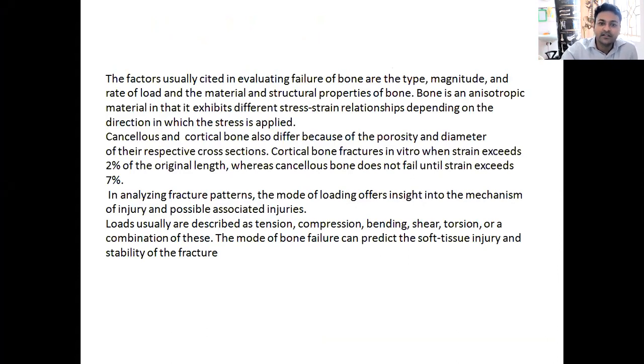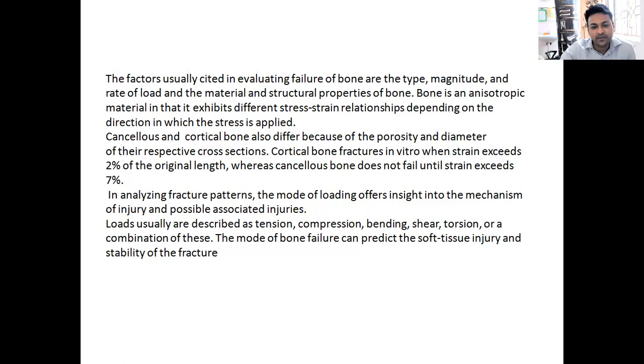The factors usually cited in evaluating the failure of the bone are the type, magnitude, and rate of load, and the material and structural properties of the bone. Bone is an anisotropic material in that it exhibits different stress-strain relationships depending on the direction in which the stress is applied. Cancellous and cortical bones also differ because of the porosity and diameter of their respective cross sections. Cortical bone fractures in vitro when strain exceeds 2% of the original length, whereas cancellous bone does not fail until the strain exceeds 7%. In analyzing fracture patterns, the mode of the loading offers insight into the mechanism of the injury and possible associated injuries.